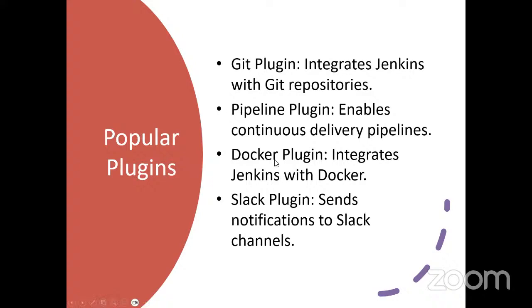Then the Docker plugin, if you want to integrate Jenkins with Docker. Docker is a kind of virtualization tool which runs multiple virtual machines in a single machine, so you can deploy multiple applications on a single machine. Using the Jenkins Docker plugin, you can integrate those Docker containers, the Docker machine, with Jenkins. So you can deploy your changes directly on Docker.